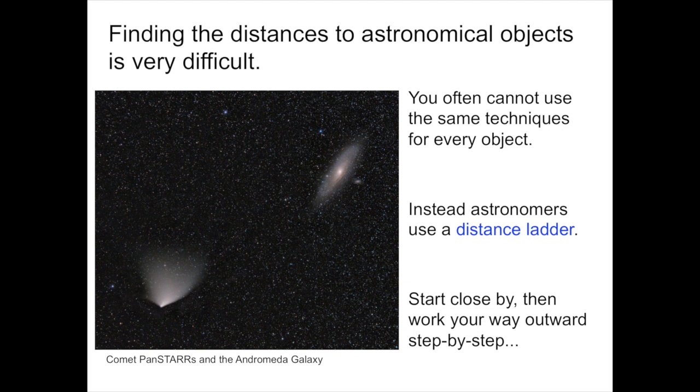However, what a distance ladder allows us to do is to start out close by, calibrate a nearby measurement, and then use that to step out to the next distance. So we start in the solar system, reach out to the nearest stars, then use properties of those nearest stars to reach out to similar stars at greater distance, and so on and so forth, slowly working your way outwards like a person climbing up a ladder step by step.